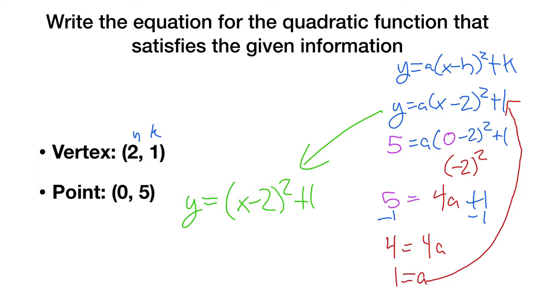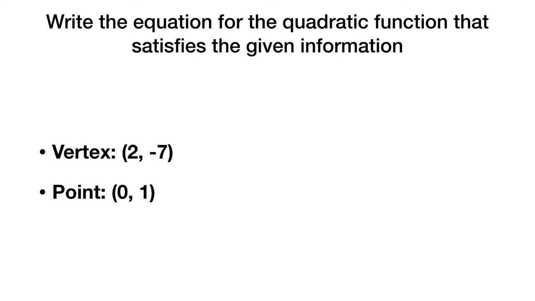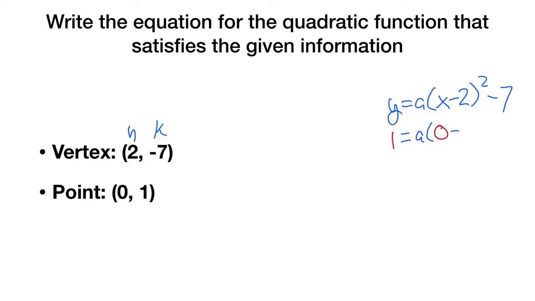All right, let's try another equation. In this case, remember, our h and k are 2 and negative 7, so I'm going to write y equals a times (x minus 2) squared minus 7. So instead of y, I'm going to write 1. Instead of x, I'm going to write 0. 1 equals a times (0 minus 2) squared minus 7. So 0 minus 2 in this case is negative 2, and negative 2 squared is 4.